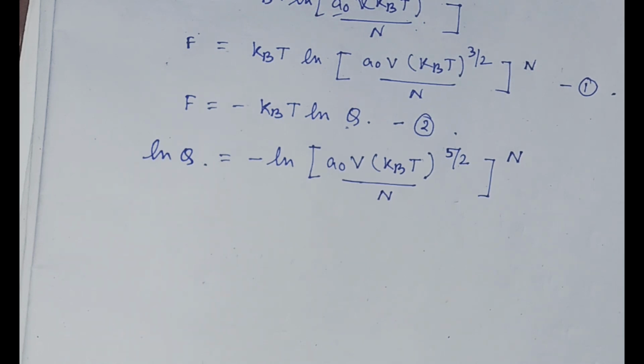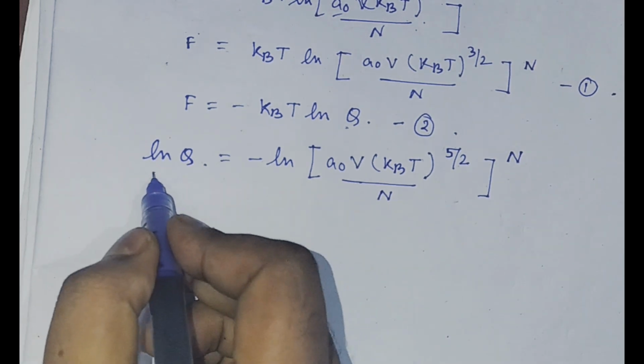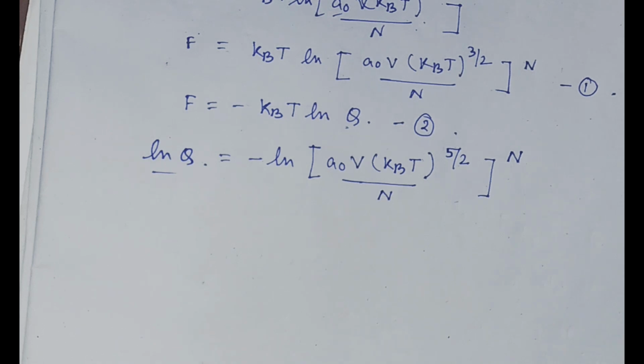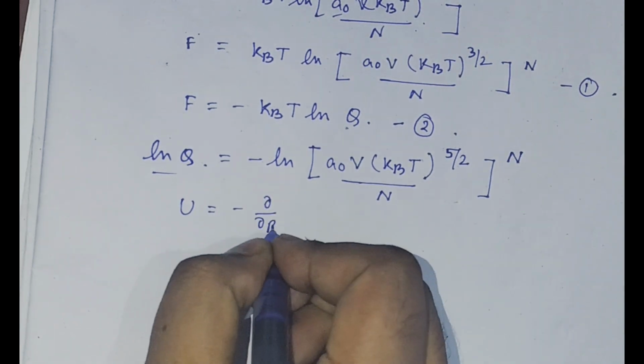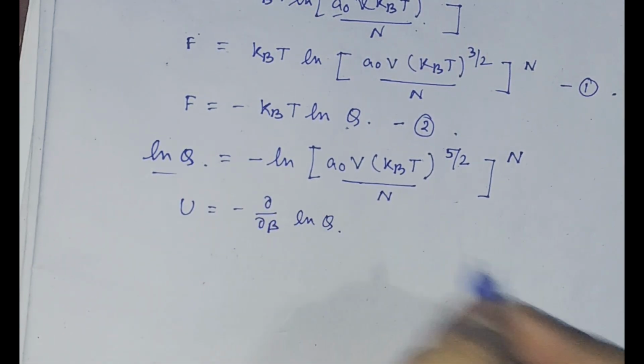So you have got ln Q, and now it is very easy for you to calculate the internal energy U, because you know U equal to minus del by del beta of ln Q.